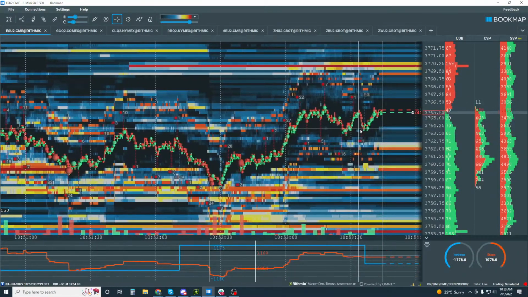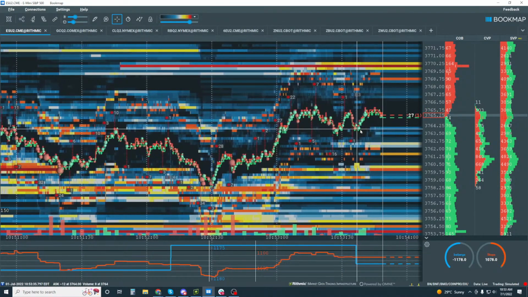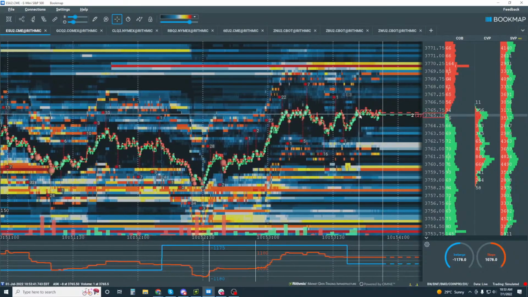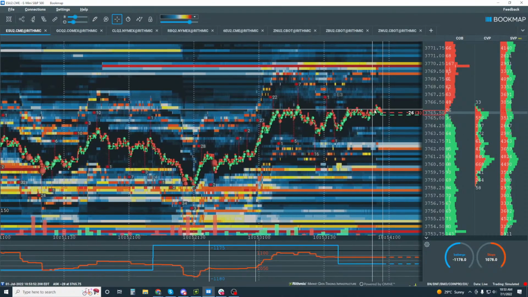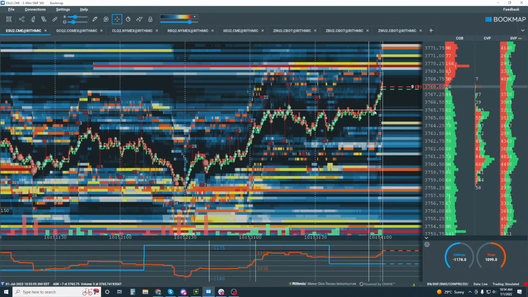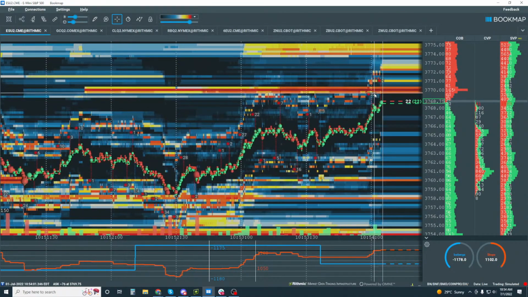Let's see, Wilson, where does it tell you the degree of market orders hitting the offer or bid? It's the aggressors, the dots here. So green dot is market buy. Is that what you're asking? Red dot is market sell. The bigger the dot, the more the selling or the more the buying.